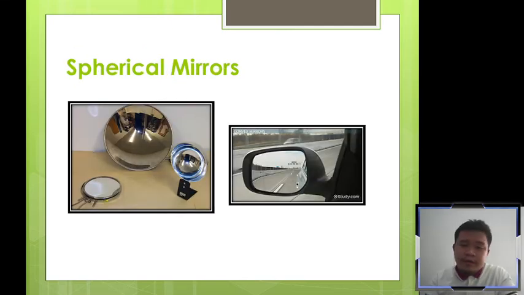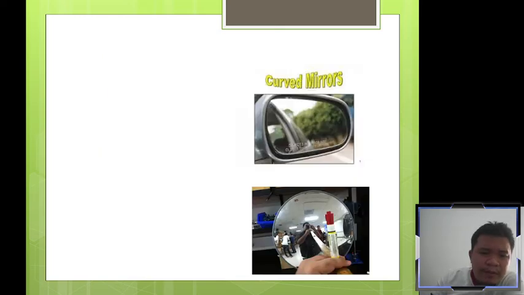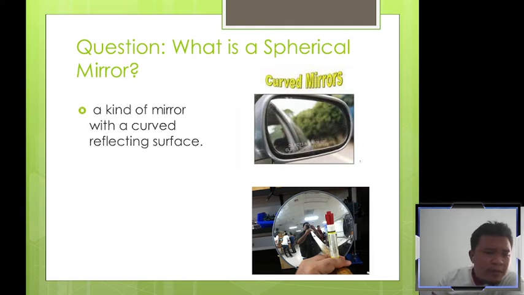Now let's move on. Another type of mirror that I would like to talk about is spherical mirrors. Spherical mirrors are a kind of mirror with a curved reflecting surface.